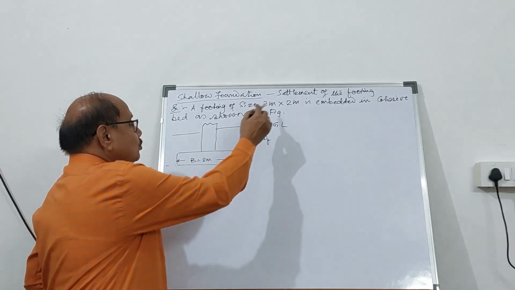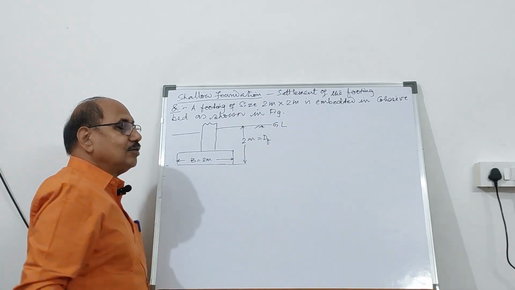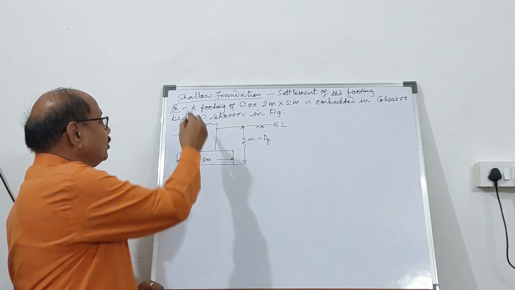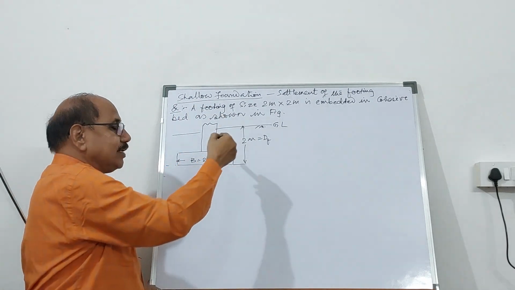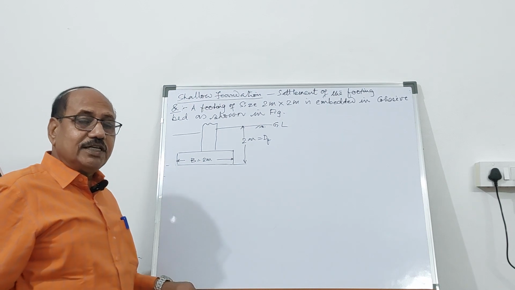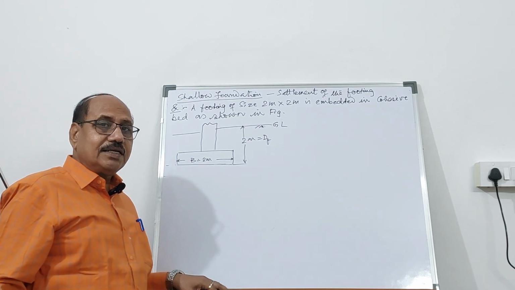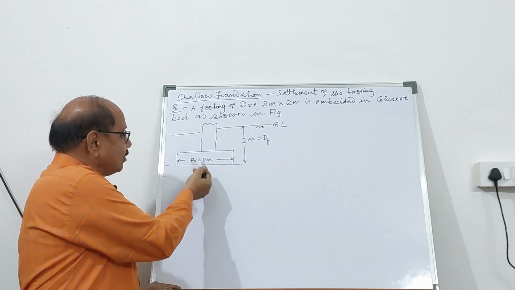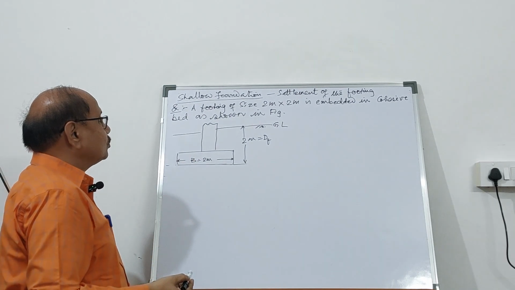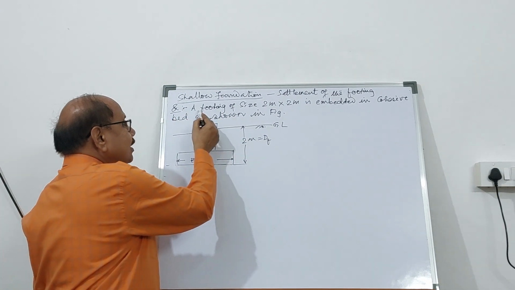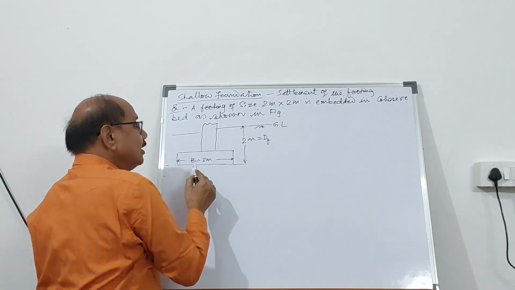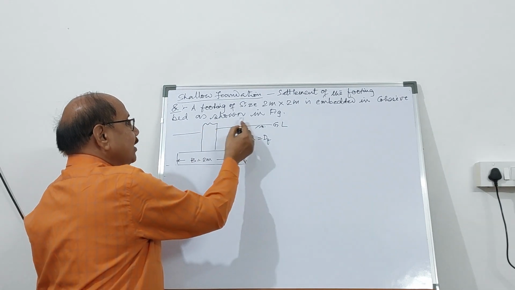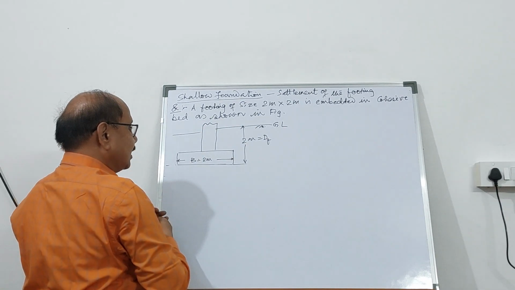Today we are going to calculate the settlement of a footing. In shallow foundation, we have already seen how to calculate the bearing capacity by using Terzaghi's bearing capacity theory or the IS code method. Today we will try to find out the settlement of this footing. So the example is a footing of size 2 meter by 2 meter. That means it is a square footing embedded in a cohesive bed as shown in the figure.